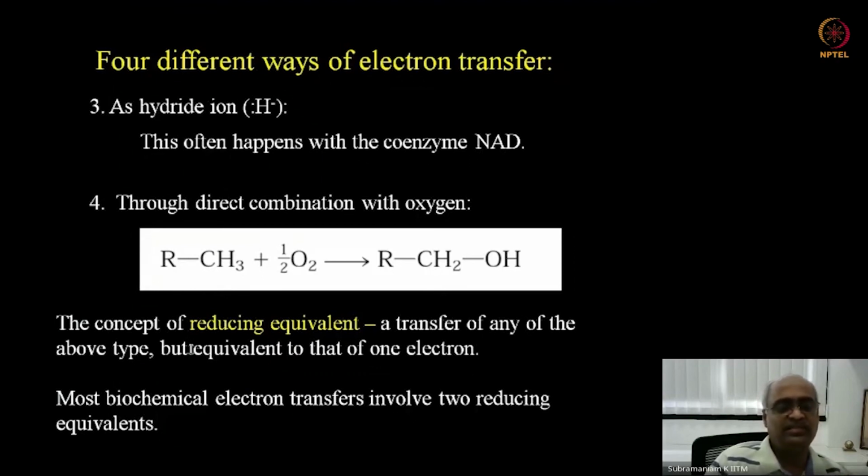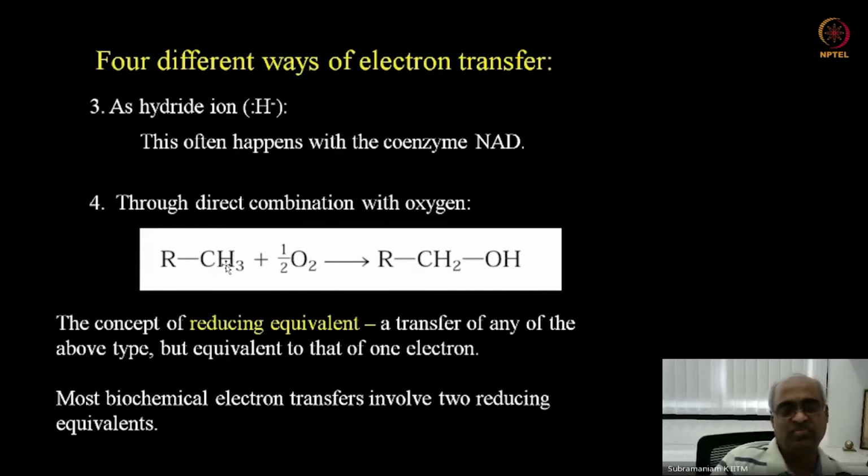And the fourth one is combining with oxygen. Here you don't visibly, formally see an electron coming out and going to another one, the acceptor. Instead, it is a direct combination with oxygen. So this gets hydroxylated, so methane becomes methyl hydroxide here. So these are the 4 ways: directly as electrons, as hydrogen atom, as hydride ion, and fourth by combination with oxygen. So here only the oxidation state is changed or altered without formal electron transfer.